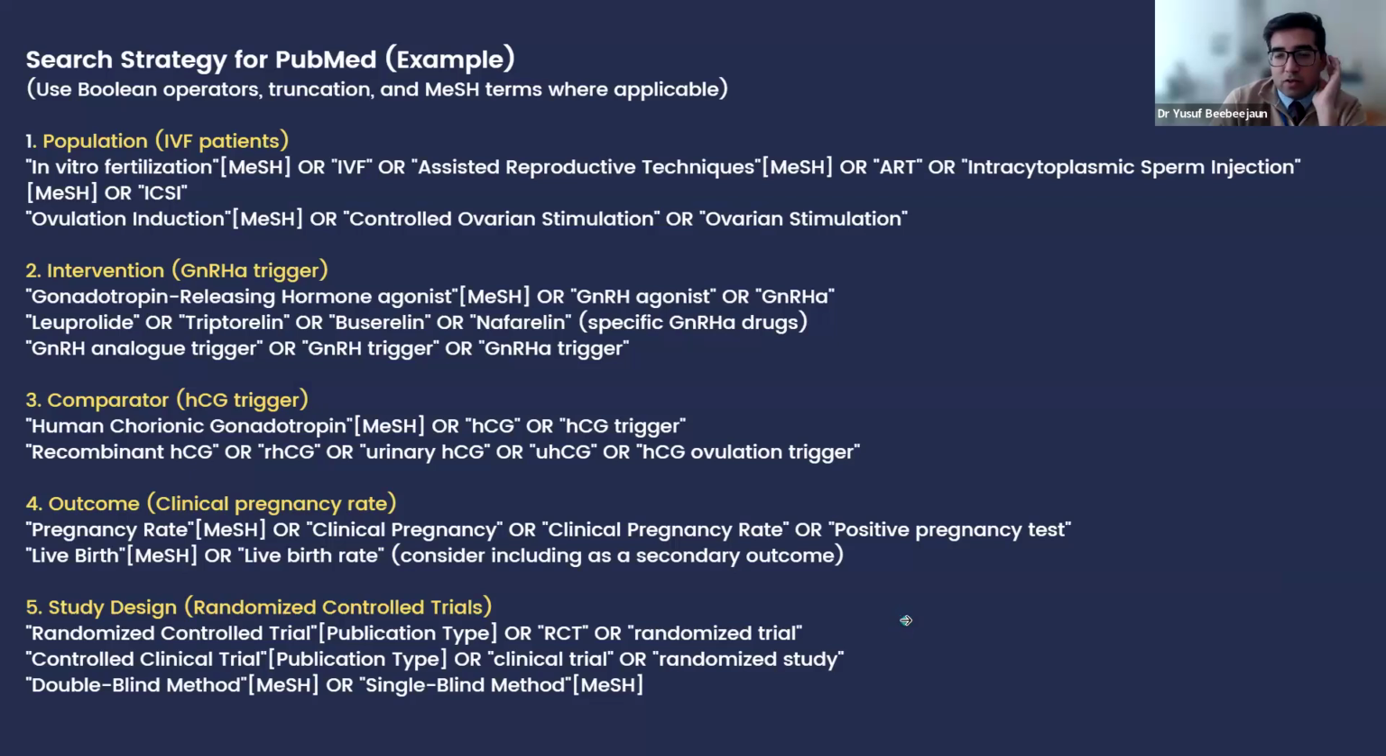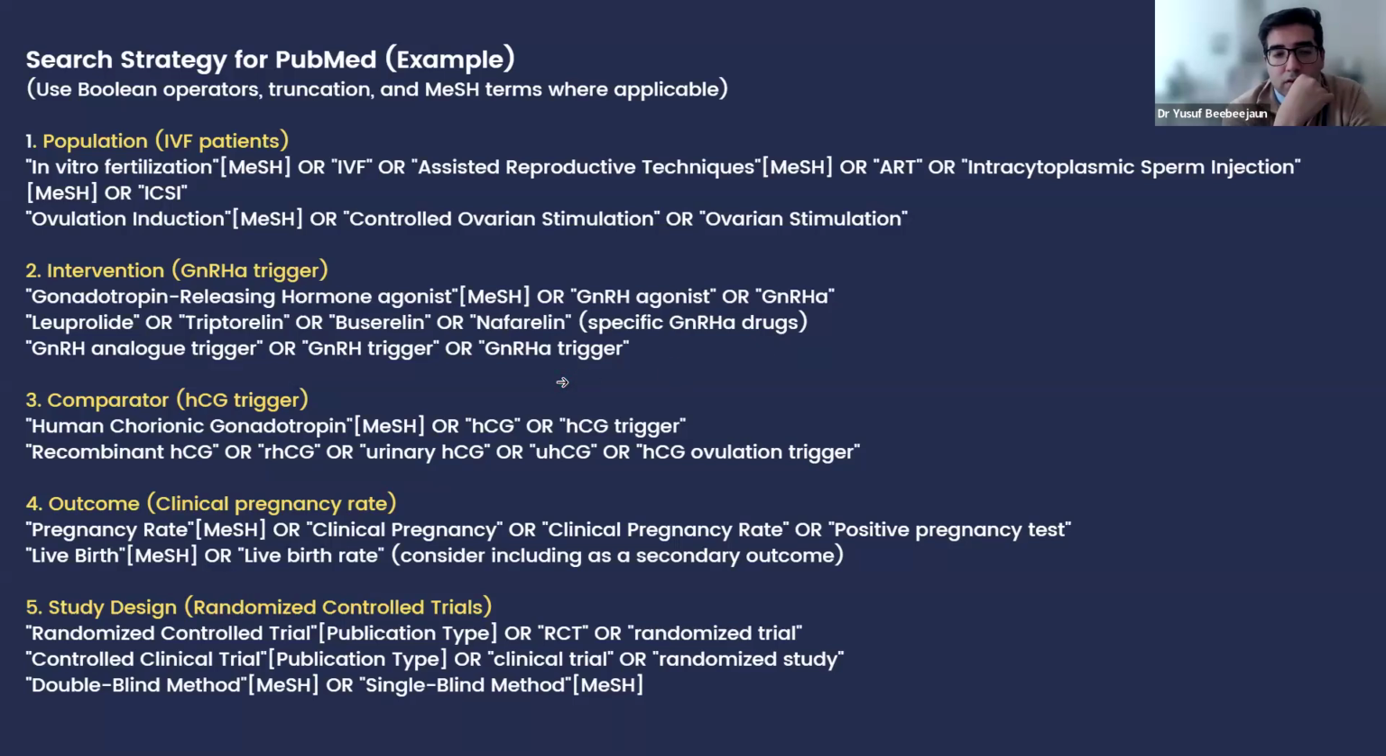It's quite a heavy slide, so I'm not going to go through all of it, but you can have a look. So for example, for just our population, which is IVF patients, the MeSH term will come across as IVF, or the abbreviation IVF, or assisted reproduction, or ICSI, or ovulation induction, or whatever you want to do. So you need to start thinking about what the MeSH term for your patient population is. And then you look for your interventions, so GnRH, and how it's labeled within your MeSH terms.